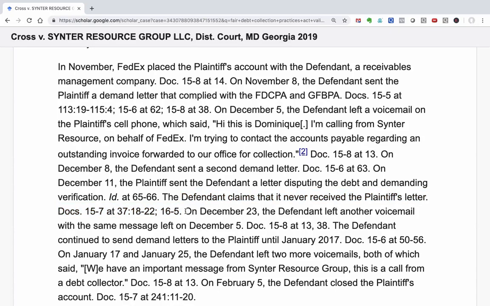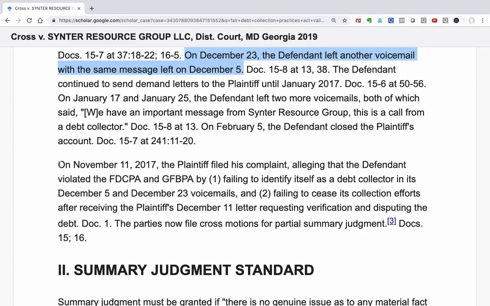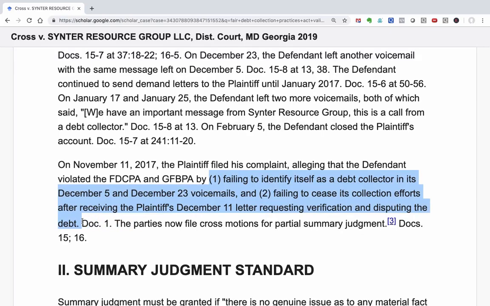And then after he sends that letter, the defendant leaves another voicemail. And then there's more demand letters. And then there's more voicemails. And so then he ultimately sues them and says, look, you violated both the federal law and the Georgia law in two ways. You didn't identify yourself as a debt collector in a couple of the voicemails. And you did not cease collection activities after you got my letter requesting verification disputing the debt.